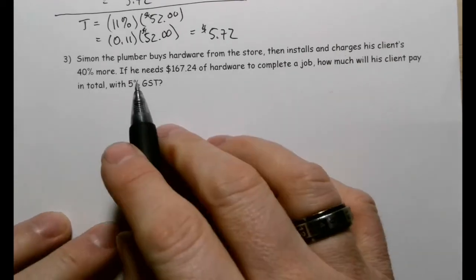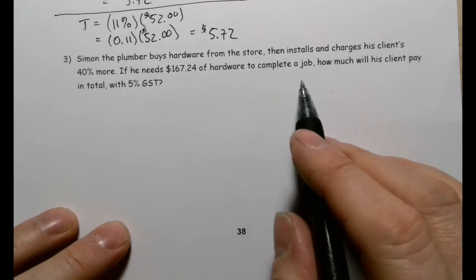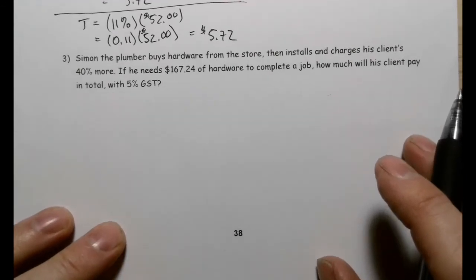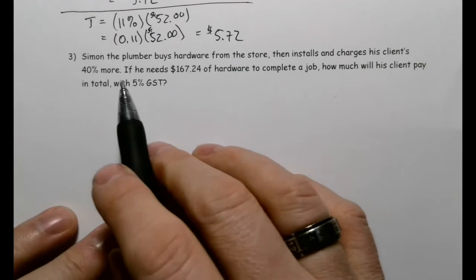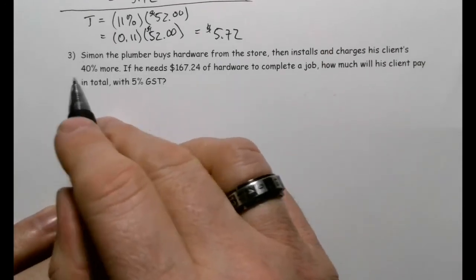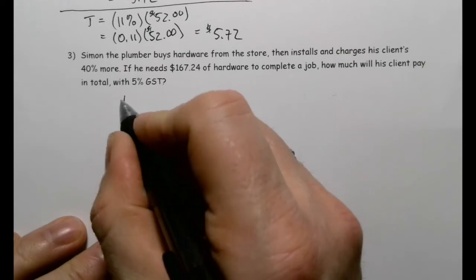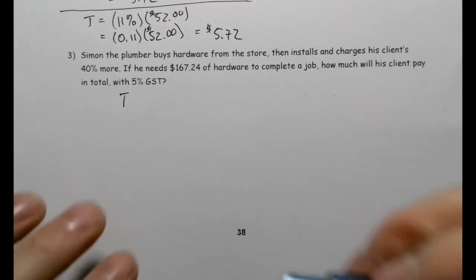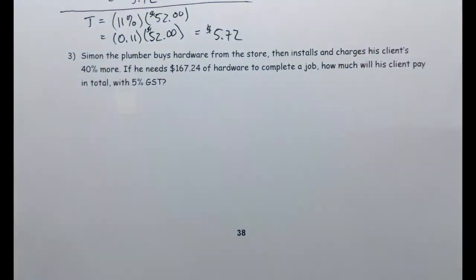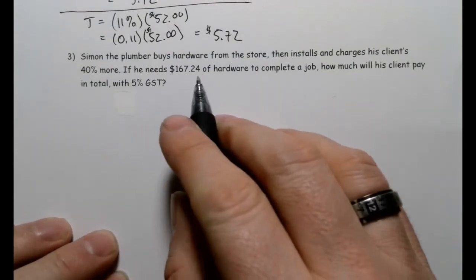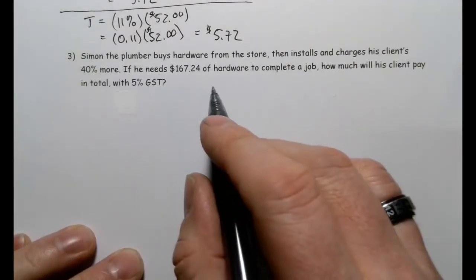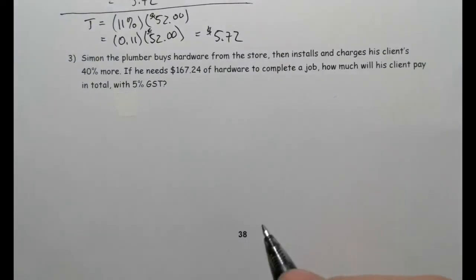Actually, sorry, we don't want to figure out his tax. Let's not call it that. Let's do it like this. So what's going to happen here if he needs $167.24? First of all, how much is he going to be charged for this material? Well, he's going to get charged that much plus that 40% more. Simon's going to add that amount to it. So let's figure out what 40% of that is. So the total cost is going to be $167.24 plus 40%. We're going to figure out what the cost is first.